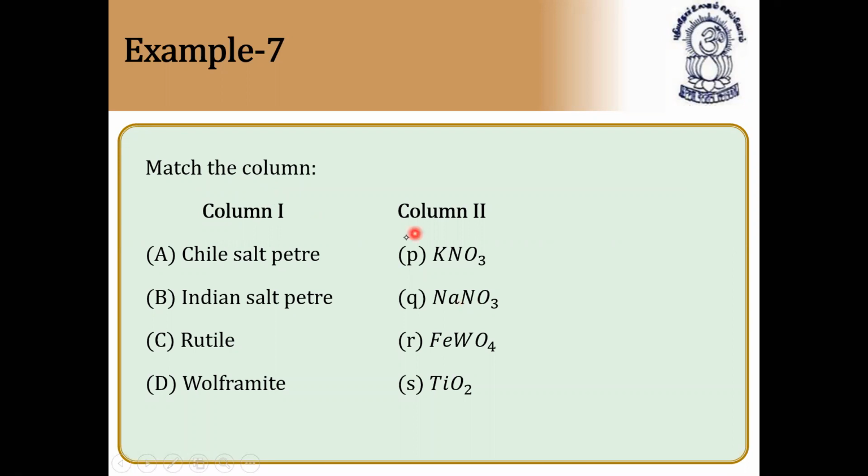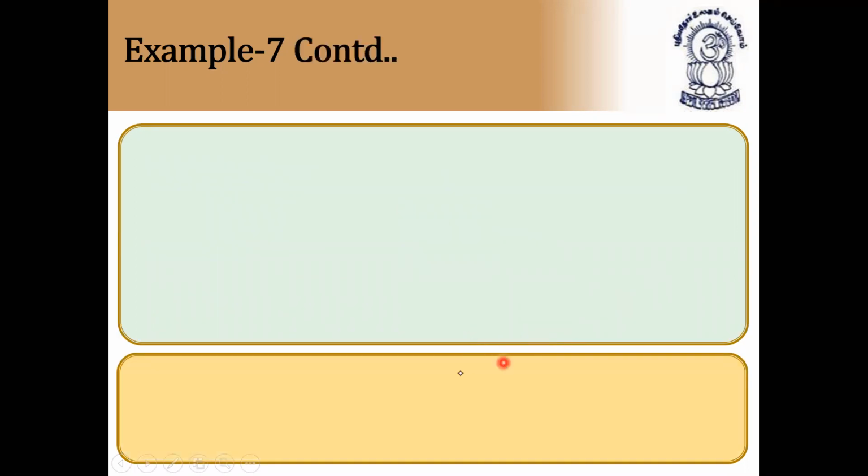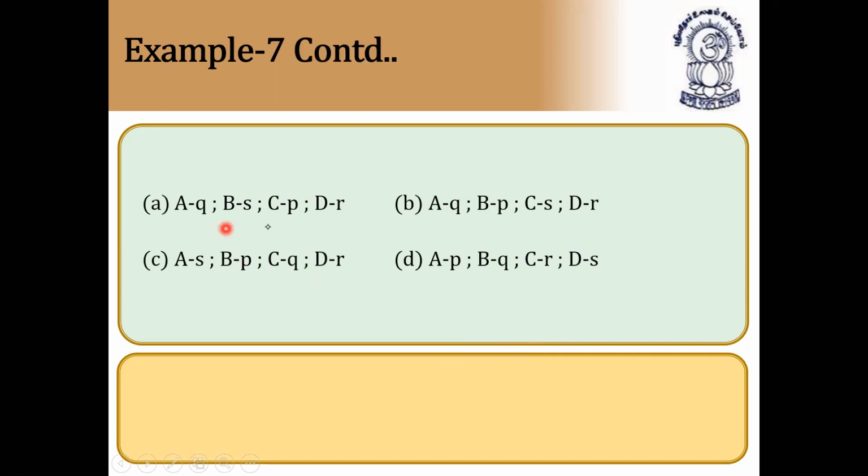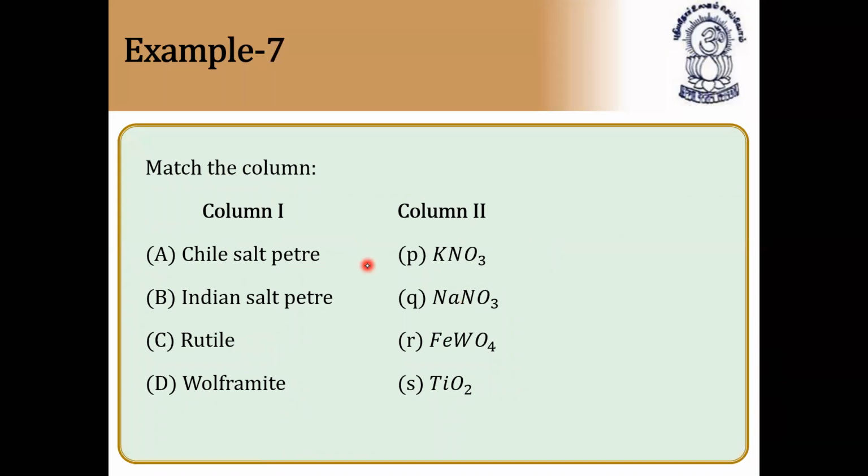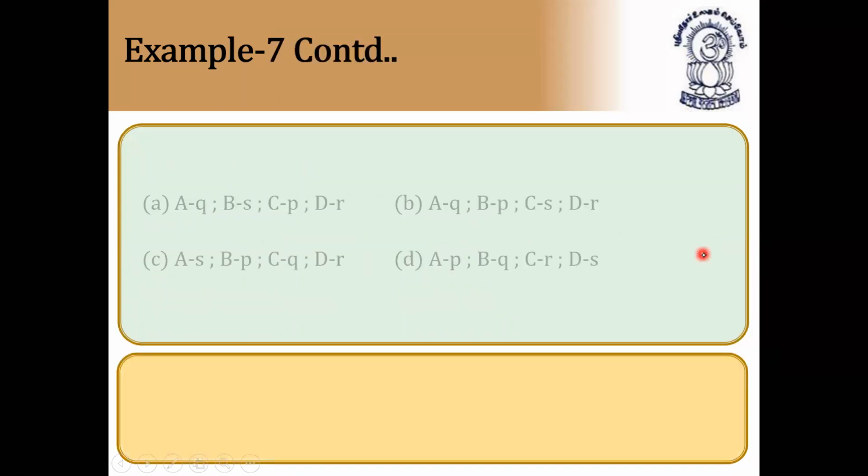Match column 1 with column 2. As I told you, they'll also ask minerals as formulas. So Chile saltpetre, Indian saltpetre, rutile, and wolframite. Wolframite, we already know, is iron tungsten oxide. Chile saltpetre is sodium nitrate, and so on. Let us see the answer now. The answer is option B: A is Q, B is P, C is S, and D is R.